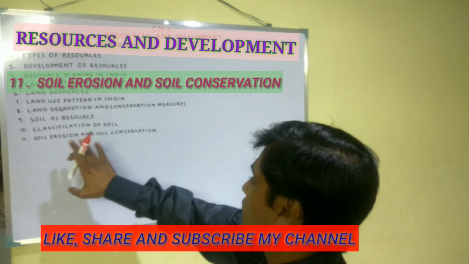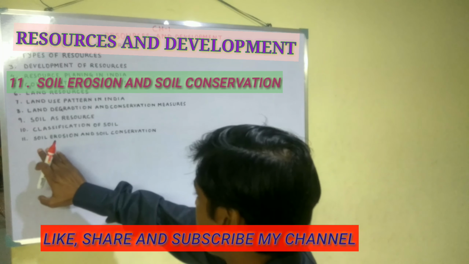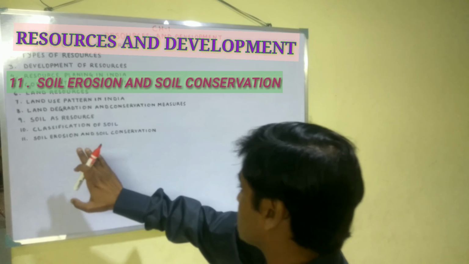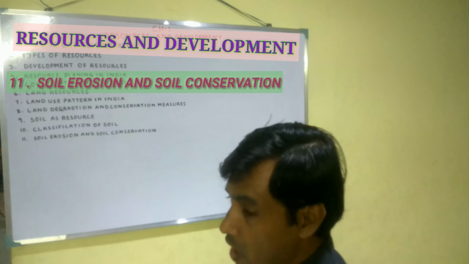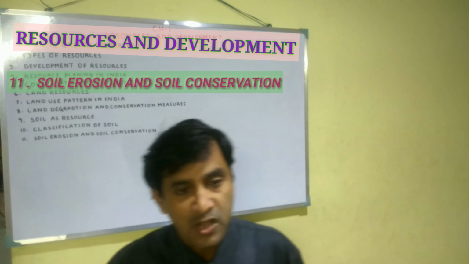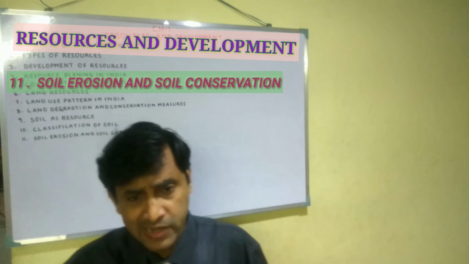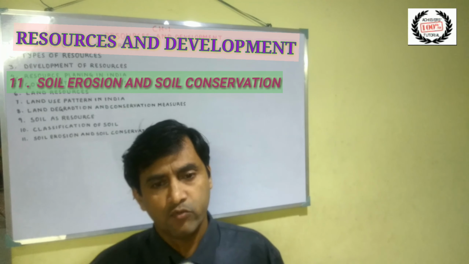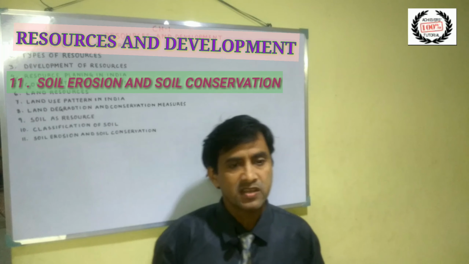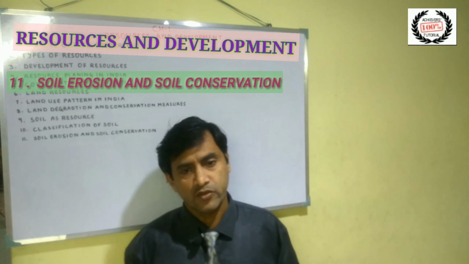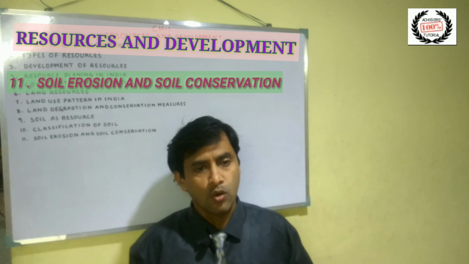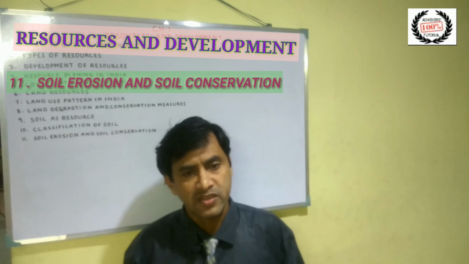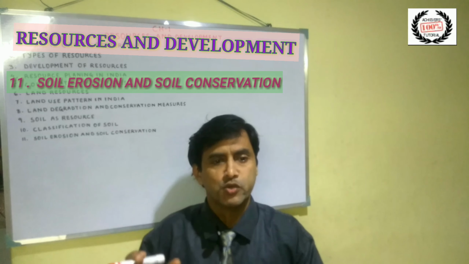Now, after classification of soil, the last topic is soil erosion. The most important question is soil erosion and soil conservation. So how to stop the soil erosion? The removal of the top fertile soil cover due to various reasons like wind, glaciers and water is called soil erosion. The process of soil formation and erosion go simultaneously, and generally there is a balance between the two, but sometimes this balance is disturbed due to human activities.